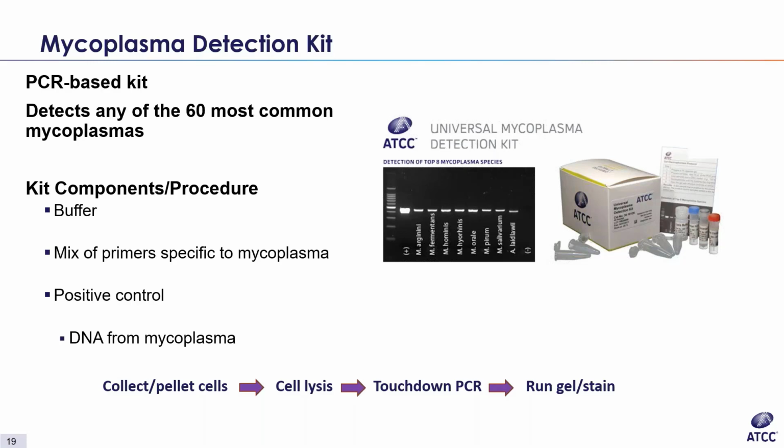To test for mycoplasma, simply collect and lyse cells from your culture, perform a touchdown PCR, and run the product on a gel. If the cell culture is contaminated, a band will appear at the same location as a positive control.